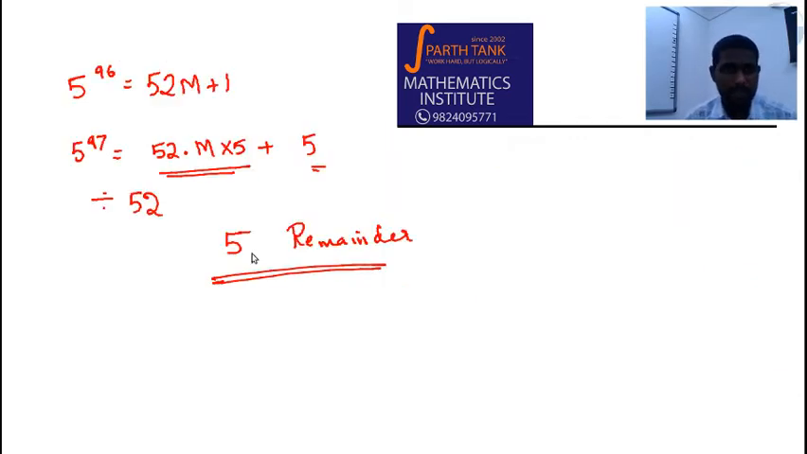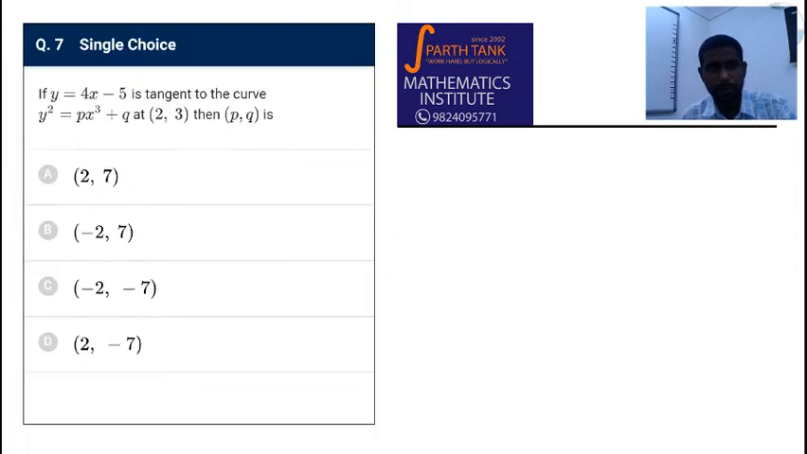5 raised to 97 is that multiplied by 5. So I get a multiple of 52 plus 5. So when this is divided by 52, the first term is divisible by 52 and the second term remains. So the remainder is 5. Moving on to question number 7.